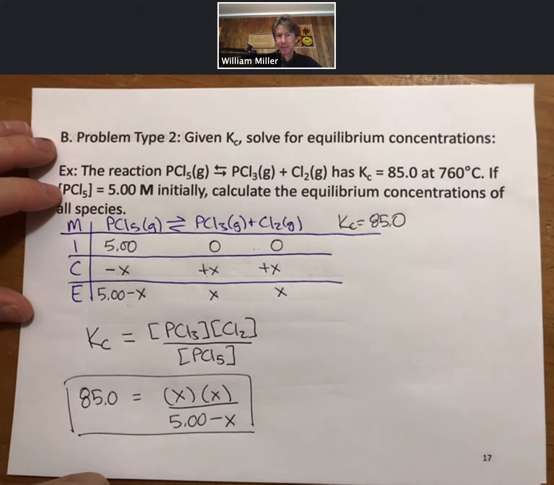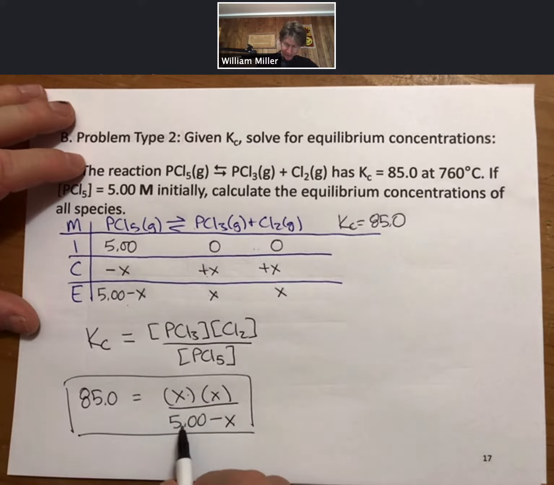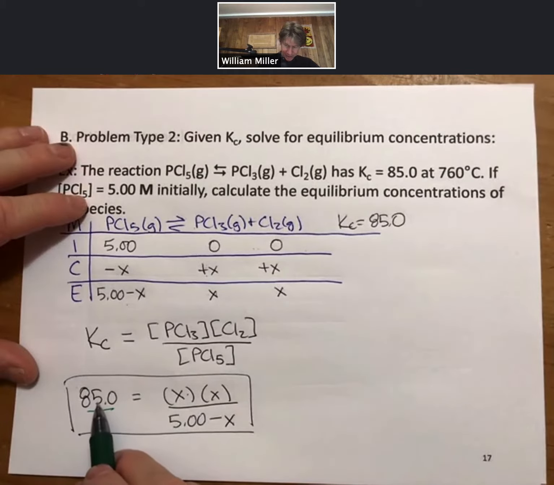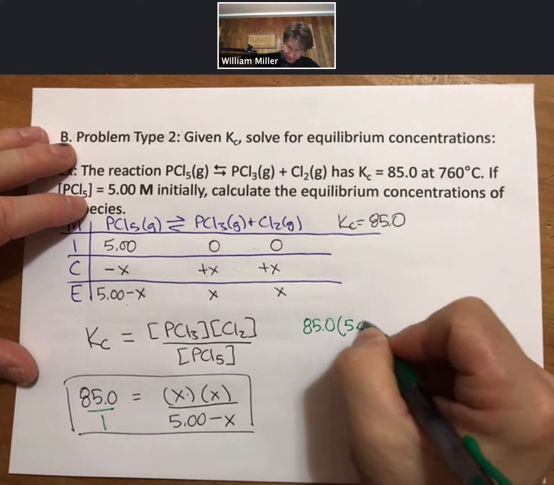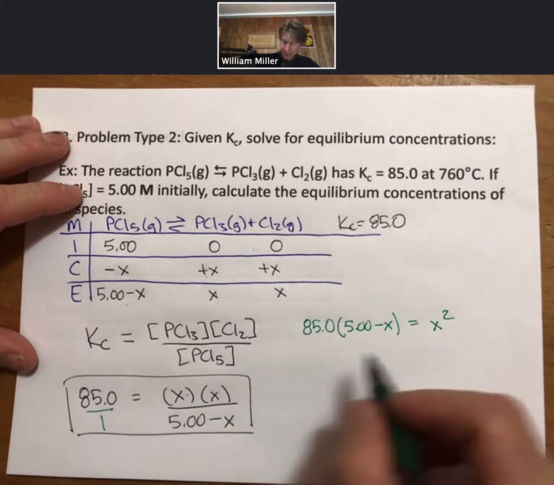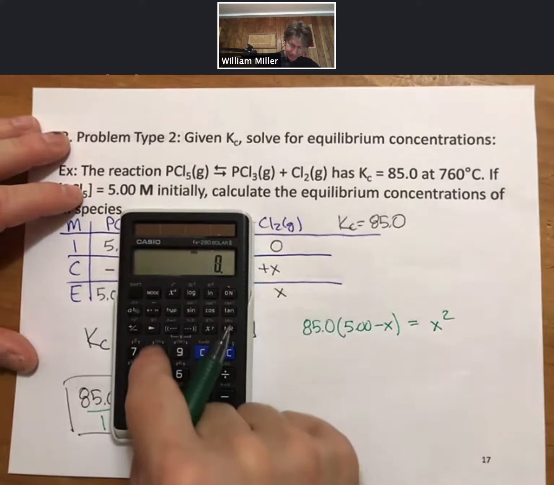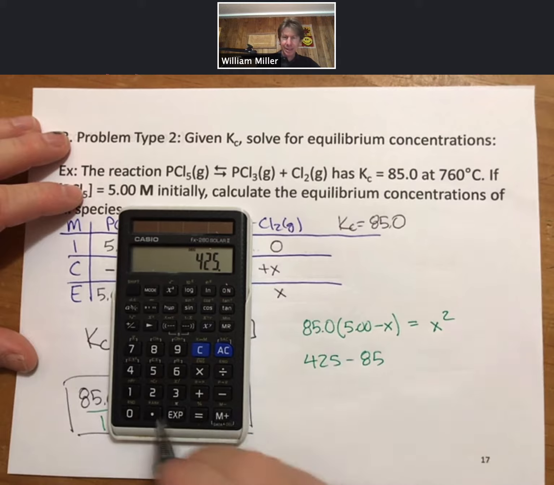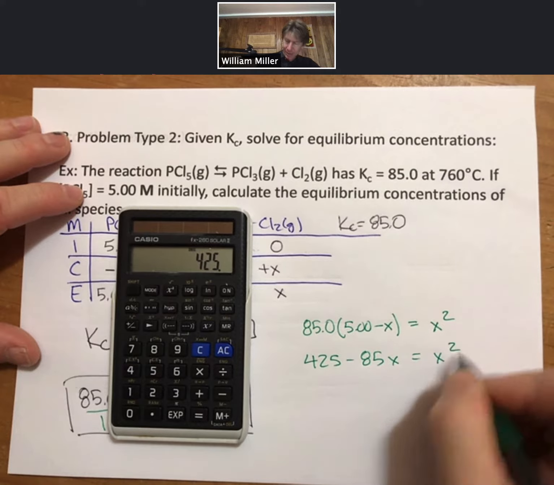It takes a little bit, but we will do it. Let's do 1 or 2 steps up here. So I'm going to cross multiply. And therefore I'm going to get 85 times 5 minus x equals x squared. Then I'm going to multiply this out. So 85 times 5 is 425. And I'm going to drop my zeros here, but I do have 3 sig figs for these. So that's just going to be 85x equals x squared.